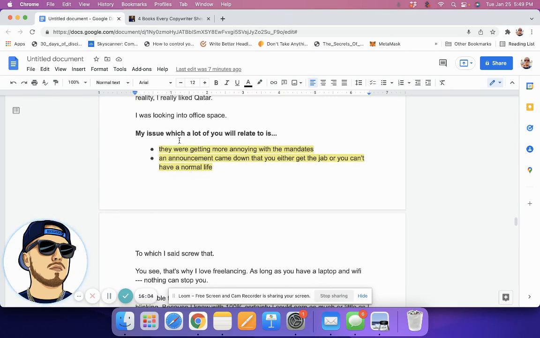I'm not trying to sell a product with these bullet points. I'm literally just helping relate to the person that is reading this email, because whenever you're writing emails, you're writing an email to specific people. You're not just writing it to everybody. You're writing it to a specific person, which is the audience of your client's newsletter.